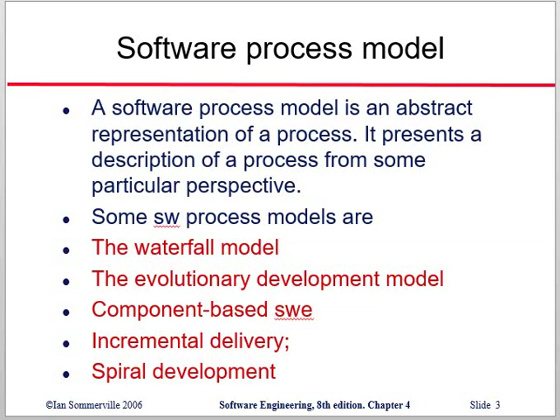Software process model. Here we have some examples of software process models. A software process model is an abstract representation of the process. Here we have the Waterfall Model, Evolutionary Development Model, Component-Based Model, Incremental Delivery Model, and lastly the Spiral Development Model.